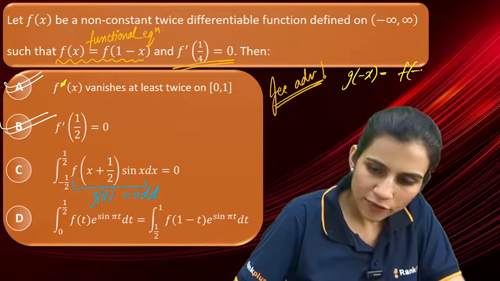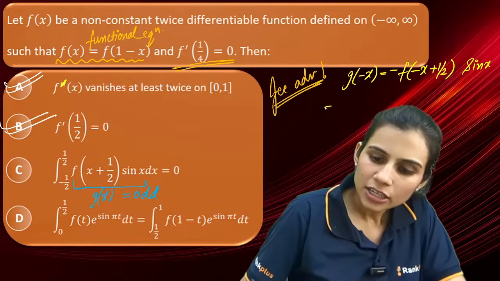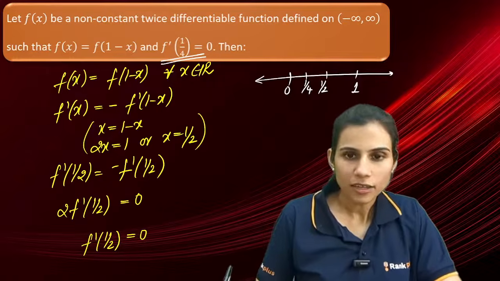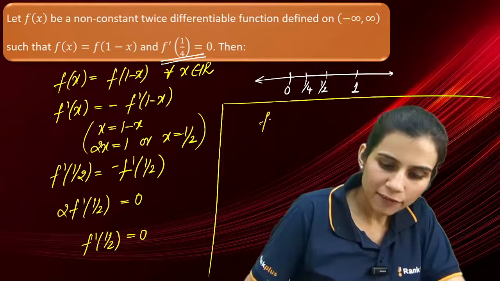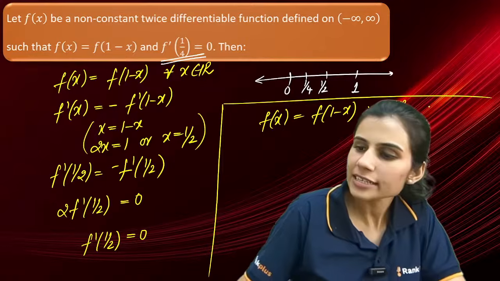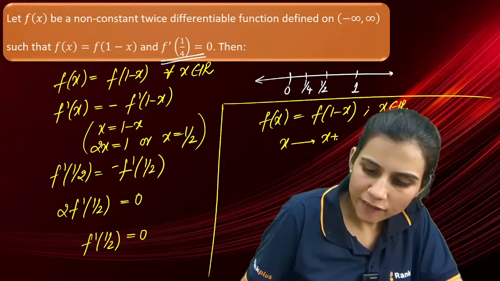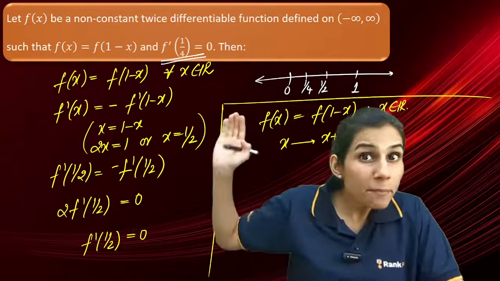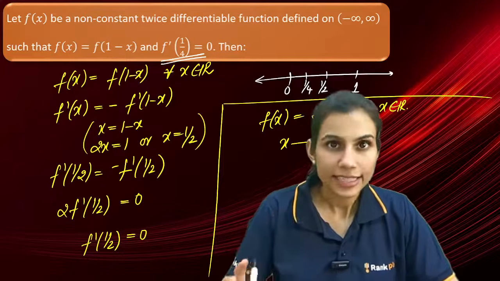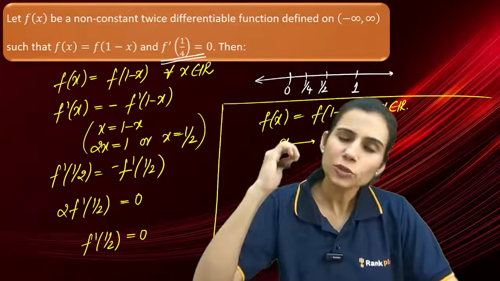So g of minus x will give you f of minus x plus half into sine of minus x, which is minus sine x. So you have minus sine x as it is. What is f of minus x plus half? You are given f of x is equal to f of 1 minus x, and this is true for every x real. If x is real, x plus half is also real. Now what's the problem? You can manipulate your functional equation to get what you actually desire because it is true for every x. It's a generic equation and you can keep on plugging in different values of x or expressions of x because it will continue holding true.